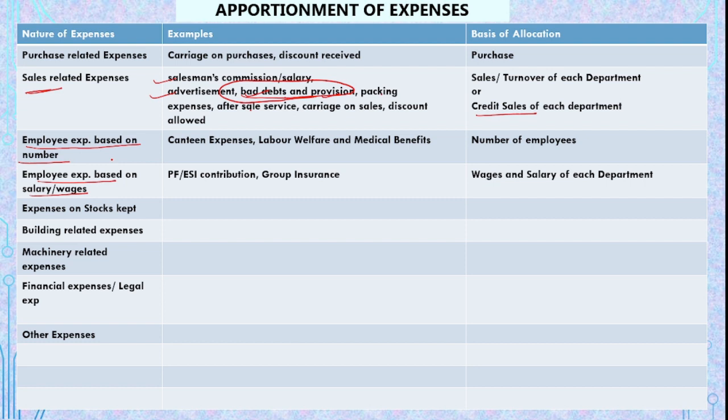Then expenses on stocks, like insurance on stock and storage cost. So average stock will be the basis. Now building related expenses like rent, rates and taxes, repairs, insurance.